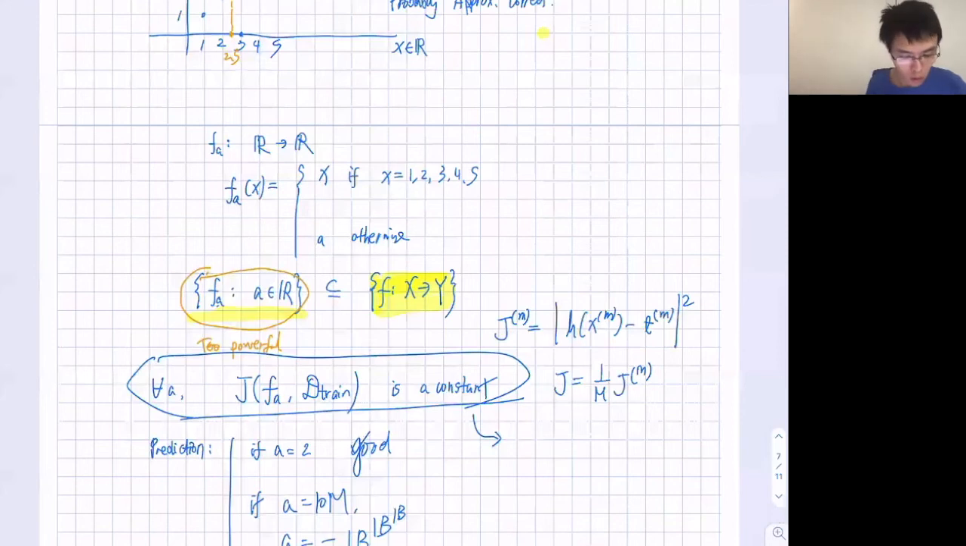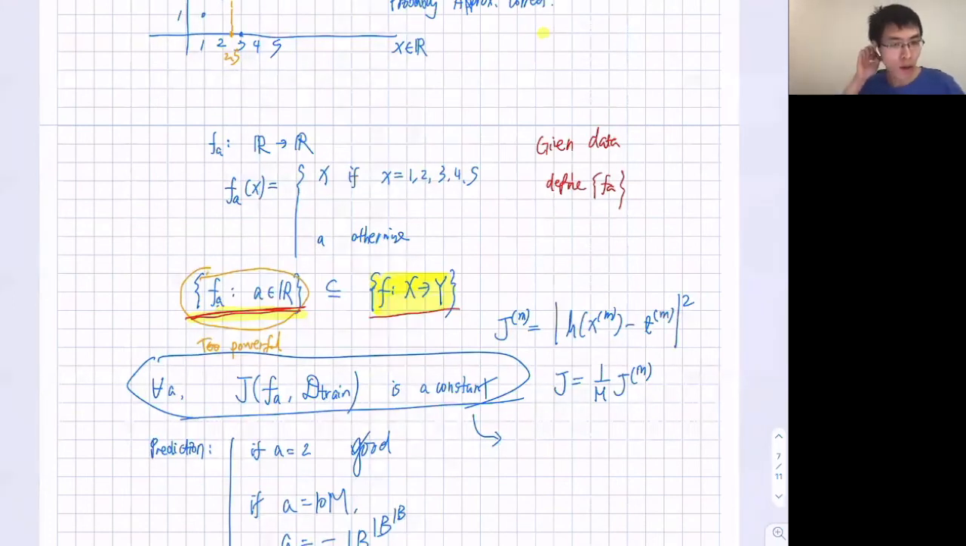So another quick thought, what if my hypothesis is just F_A? Is learning still feasible? Given the data, and I define F_A, even though the set of F_A is a very restricted set among all functions, learning is still infeasible here. The prediction is still arbitrary for the unseen, but the model performs well on the training set.